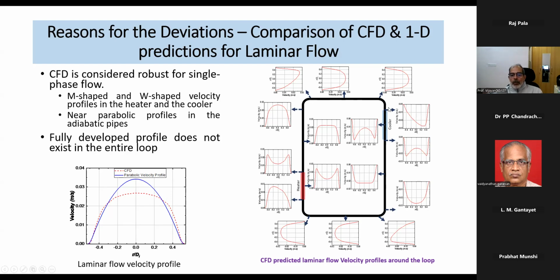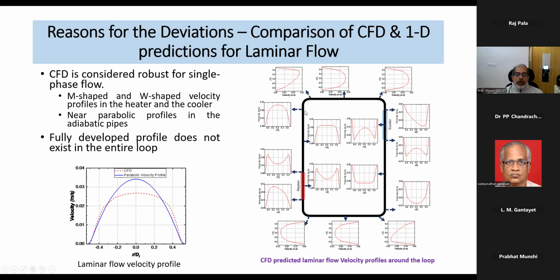And again, while entering the cooler, it goes through an elbow and gets disturbed. And in the cooler, you get a W-shaped velocity profile. And as you go ahead, it starts developing again. You get a flat profile here, and towards the end, it becomes almost parabolic. And again, the disturbance and the development continue in the bottom horizontal line. And this is how it is. There is nothing like a fully developed flow profile anywhere.